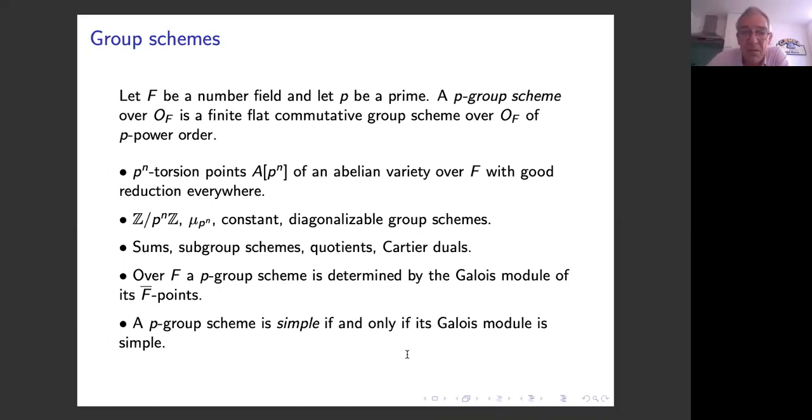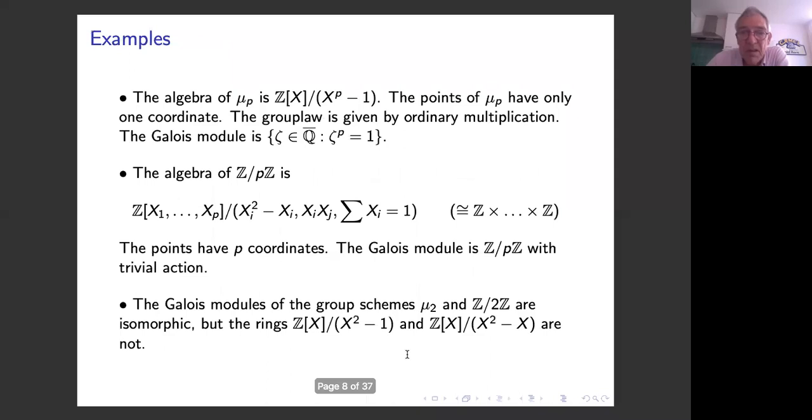So let me give you some examples. Maybe the easiest example is the group scheme of P-th roots of unity. So P-th roots of unity are given by the equation x to the p is 1. So the algebra of this group scheme is this ring here. And the group law is just multiplication of roots of unity. So that's the group scheme. And the Galois group acts on the roots.